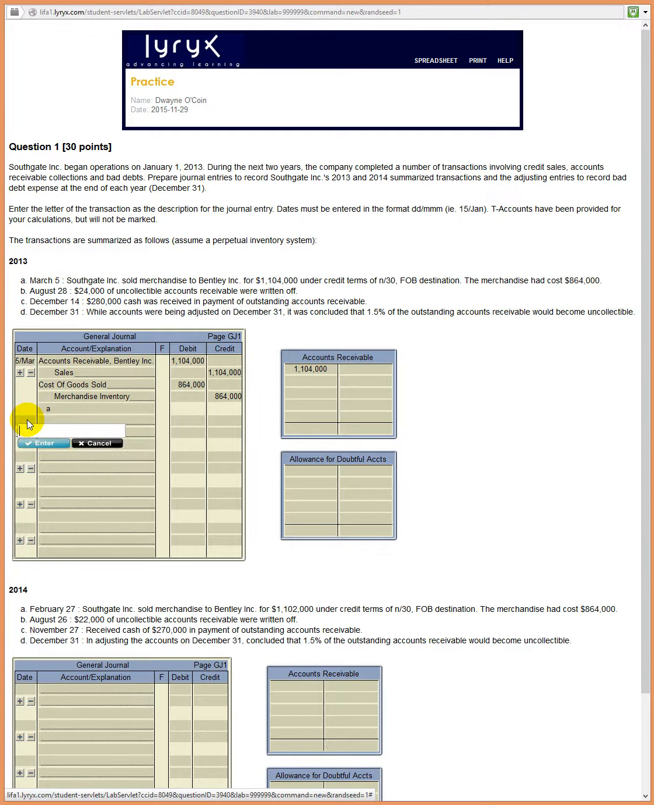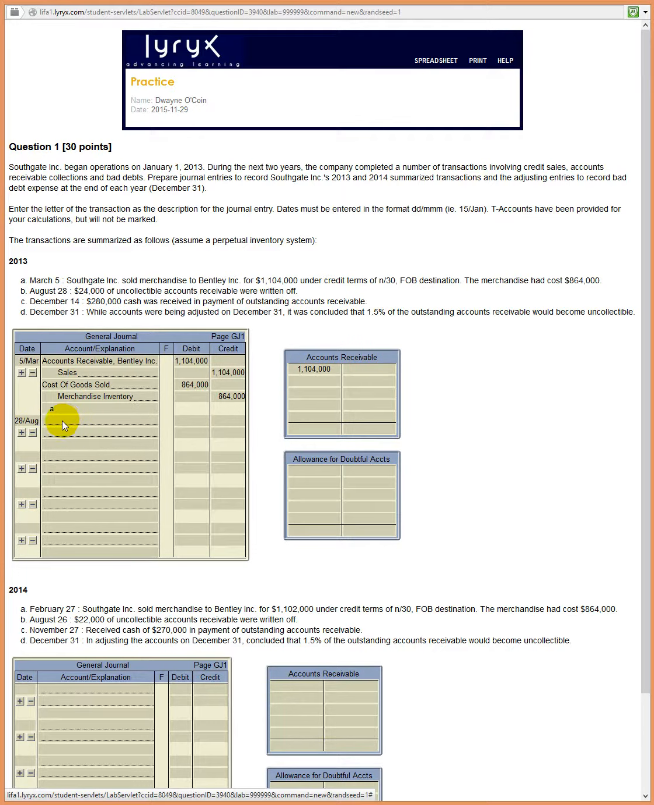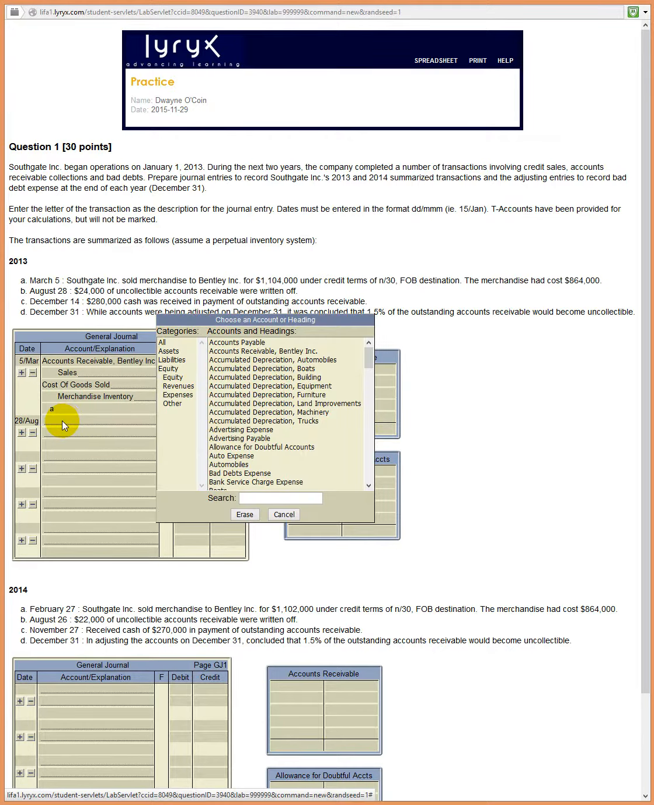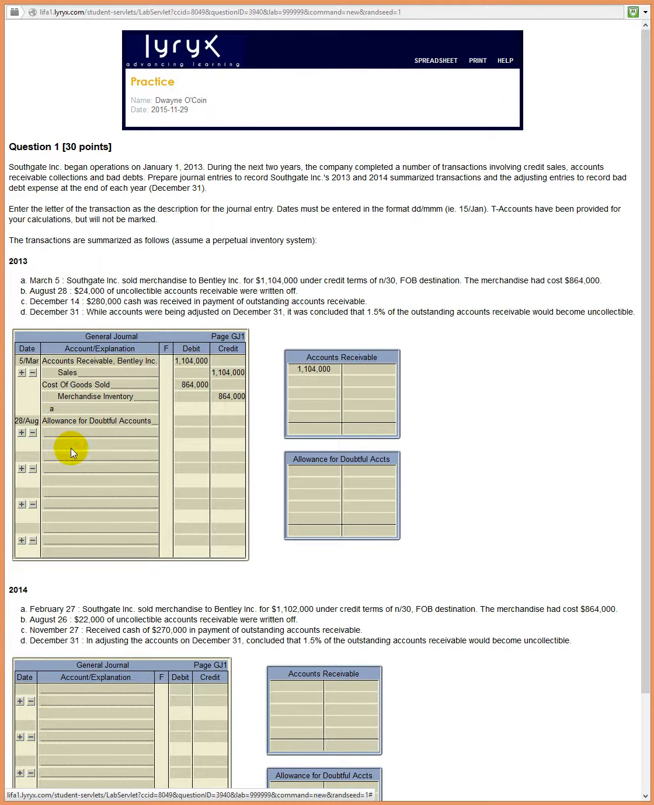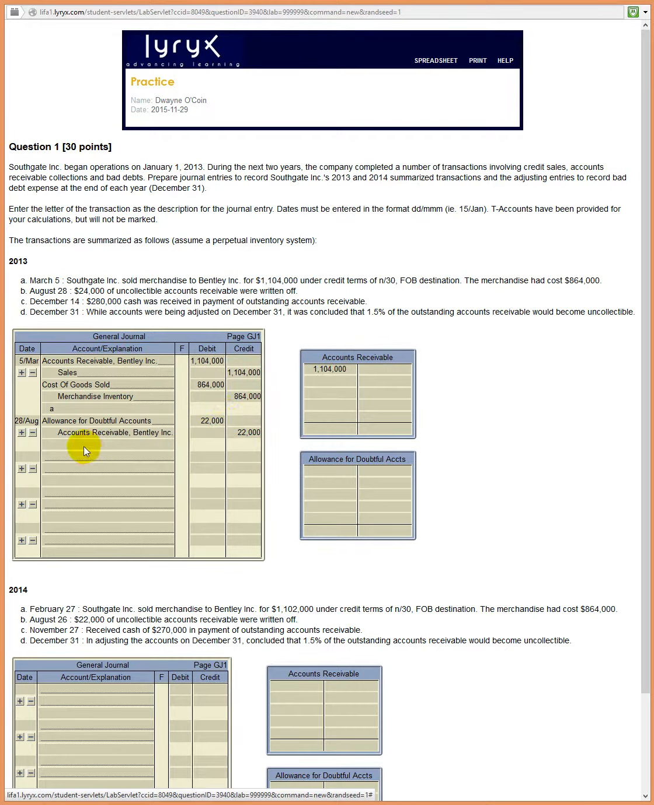Then on the 28th of August, we decided we were going to write off some of that. It says $24,000 of uncollectible accounts receivable written off. The entry to record that is debit the allowance and credit accounts receivable. Apparently we only have one customer, so we can't stop selling to them, but they're going to short us by this $22,000. Okay, so that's transaction B. That is going to reduce our accounts receivable and our allowance for doubtful accounts. So this part reduces our allowance for doubtful accounts. This part reduces our accounts receivable.